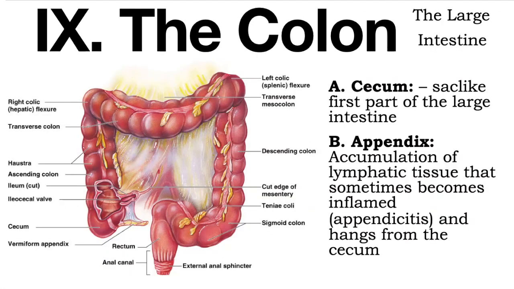Now we're going to end with the large intestine, or the colon. From the small intestine, we first have the cecum, which is kind of this little sac. As the large intestine starts, there's this sagging part of the large intestine. That's called the cecum. And then hanging off of that, we have the appendix. It is known that the appendix is an accumulation of lymphatic tissue, so it does help with the immune system.